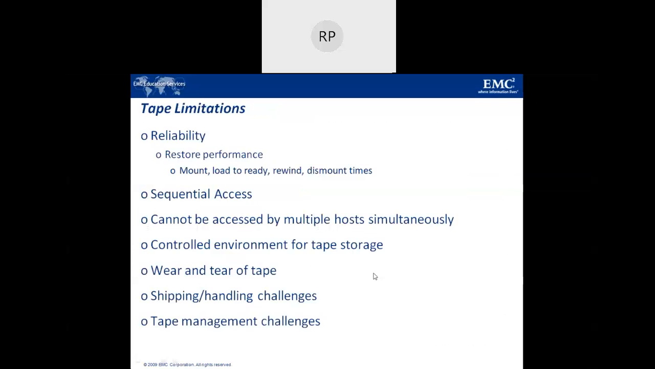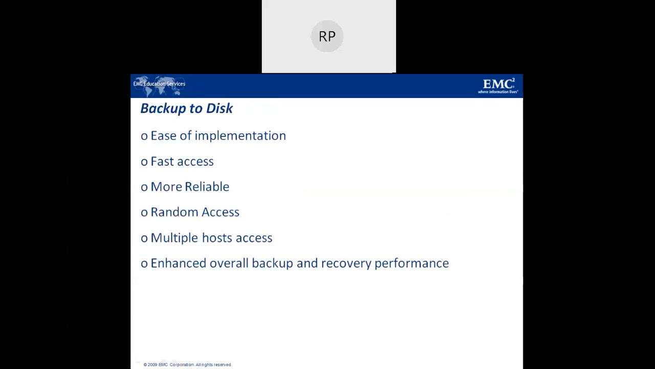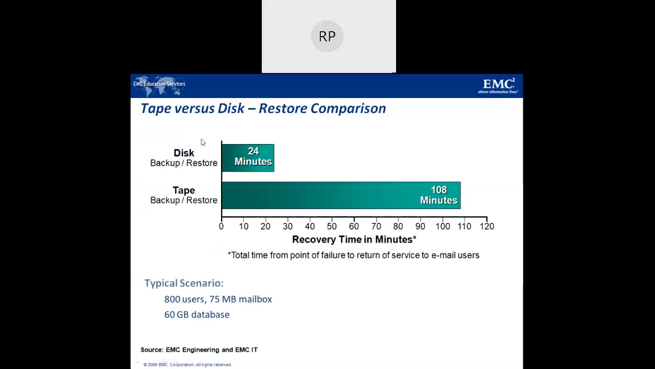Now the second approach for taking the backup is to take a backup onto the hard disk. On your hard disks, you can take a backup, and it is easy to implement. You have faster access, you have more reliability, and you can access the data randomly. Multiple hosts can access the data, and it is going to enhance the overall backup and recovery performance.